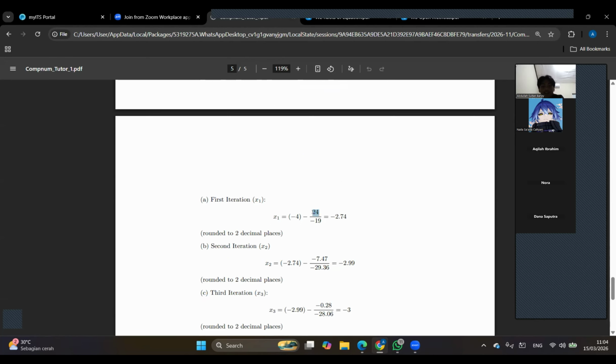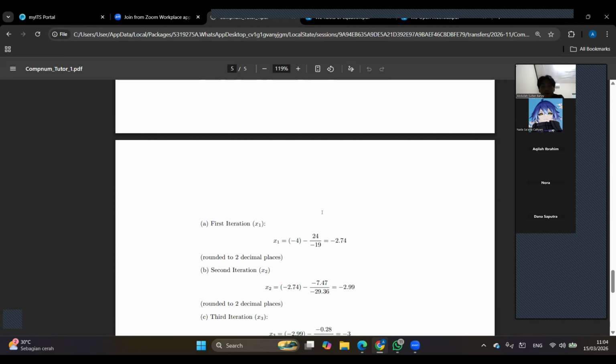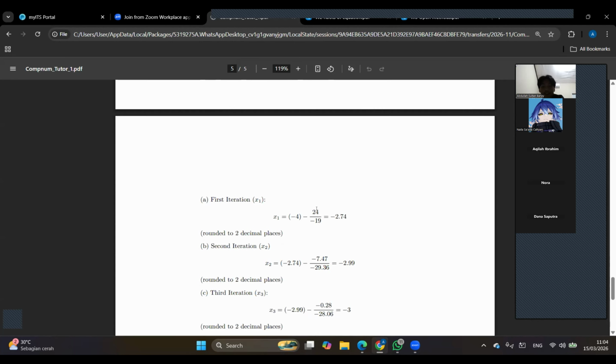Oh, we also need to search for f(minus 4) and the derivative of f(minus 4). We got it to be 24 and minus 19. We calculate this and it equals minus 2.74, rounded to two decimal places.